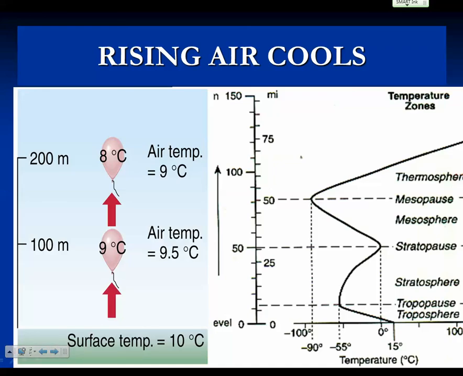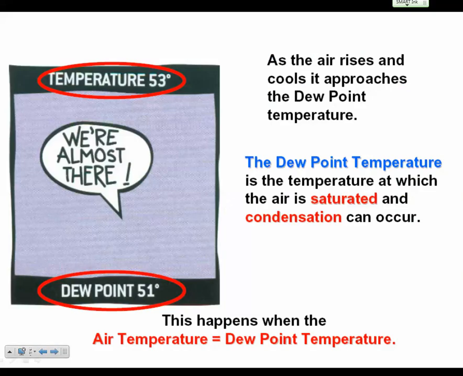And as that air, which is carrying the moisture in it, starts to rise, it cools off, at least in the troposphere, which is the layer we're concerned about, where weather is. You can see the cooling represented by this surface temperature of 10, and then as the air rises, it's dropping and dropping, and that continues on until eventually that magic temperature. Now here you can see in this picture the temperature is 53, dew point's 51. We're not there yet. As air rises and cools, it approaches the dew point temperature. And as you recall, the dew point is the temperature at which air is saturated and condensation can occur.